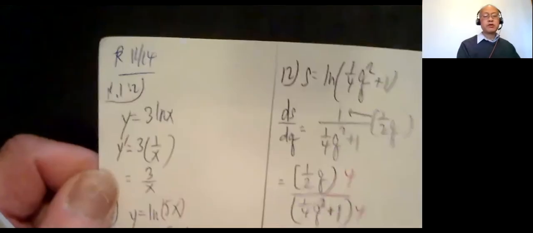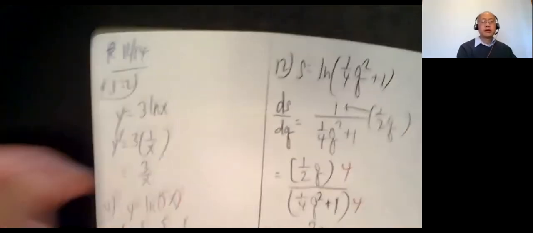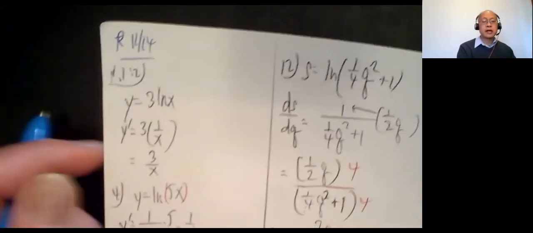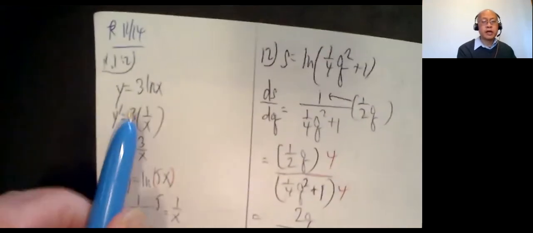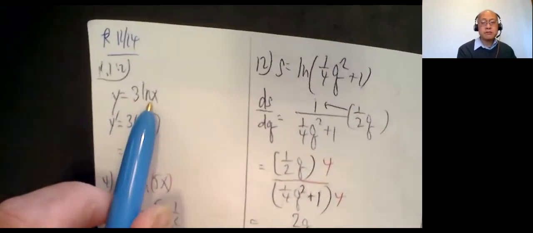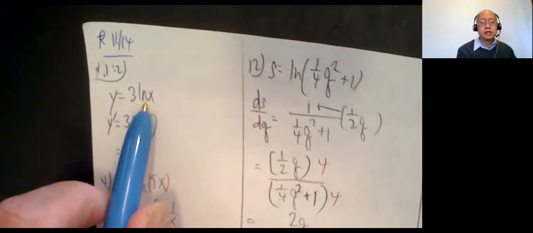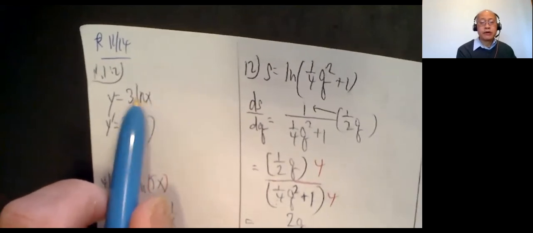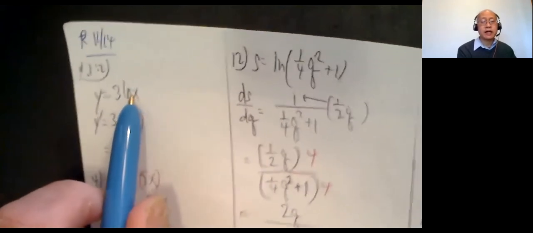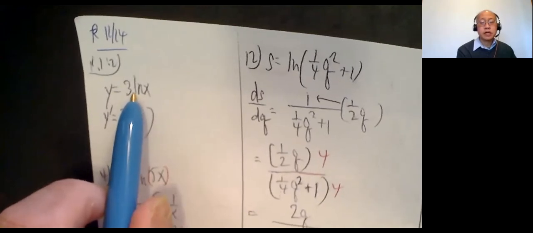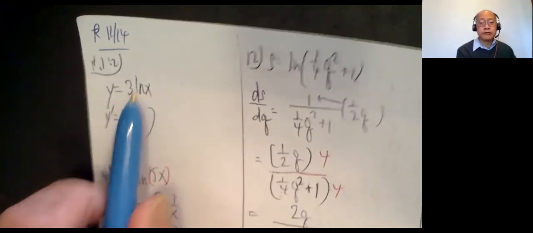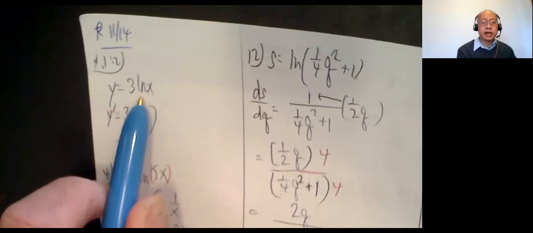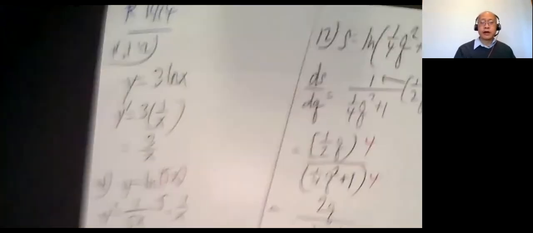All right, so here we go, 11.1. I'll do the evens, the odds are just like it. So number 2, y equals 3 natural log of x. Okay, so the derivative of natural log of x is 1 over x. If you have a number in front, 3 ln x, that's the constant multiplier rule. The derivative is just 3 times the derivative of ln x, 3 times 1 over x, or final answer, 3 over x.